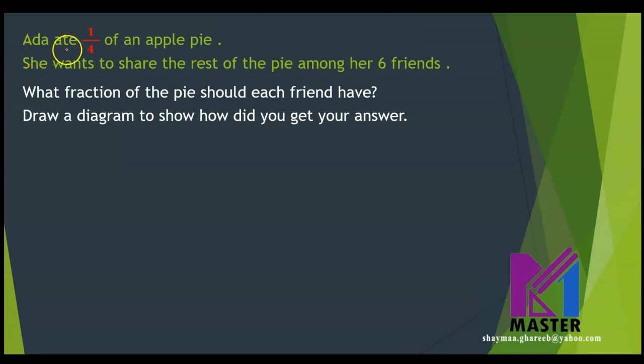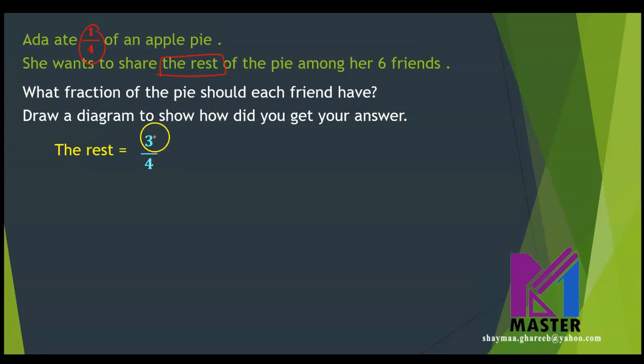First, we know that she ate only 1/4 of the pie, and she wants to share the rest. So I have to think of what fraction is the rest. If you ate 1/4 of the pie, how many quarters are left? So the rest is 3/4. So this is the first step of thinking, okay?